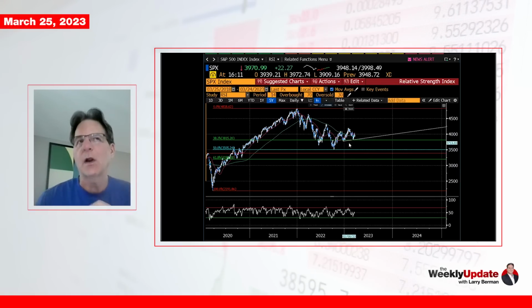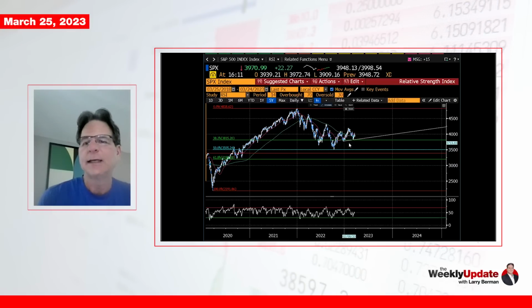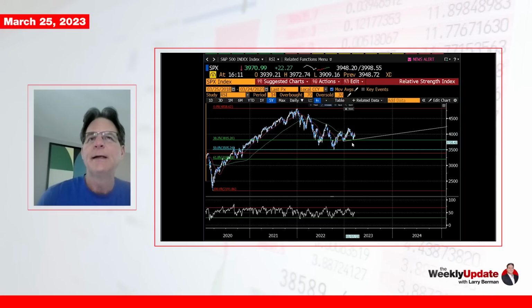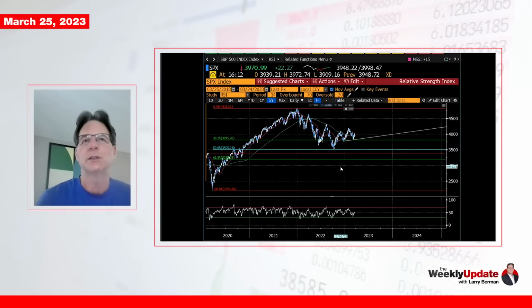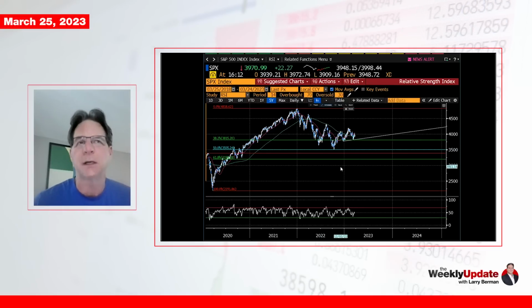And so far in the year, the S&P's up a little bit, but the average stock is not doing as well as the headline. And we'll dig into that a little bit more. So I think that if this line breaks and we take out those lows that we just made, we're going to go down and retest the lows that we saw last year at a very minimum.